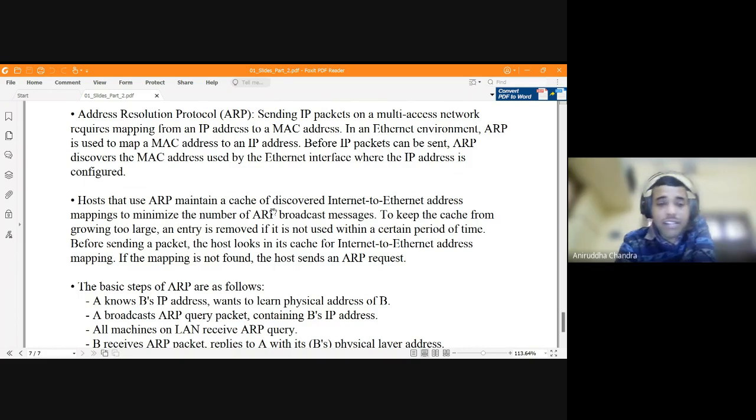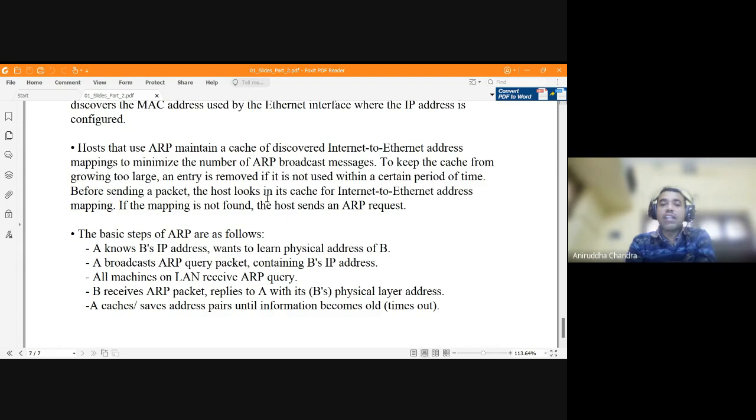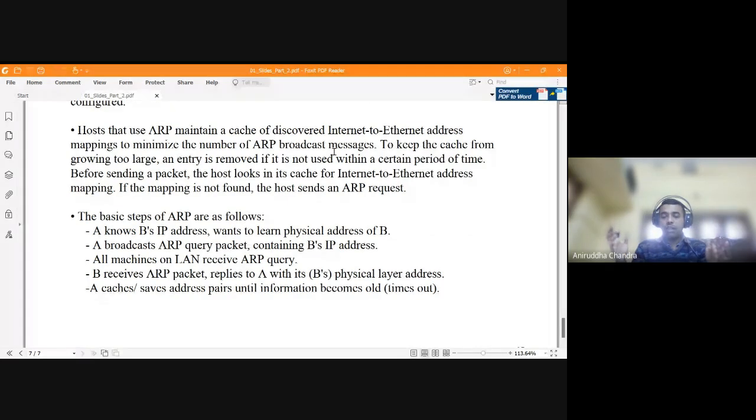The basic steps of ARP are something like this: suppose there are two computers like PC1 and PC4, and they know each other's IP address, but they do not know the Ethernet address or physical address. First of all, the computer that wants to know the Ethernet address of the other computer sends a broadcast message. Broadcast messages are those messages which need to be delivered to every computer. There are certain such things. Broadcast messages are very useful while there is a collision.